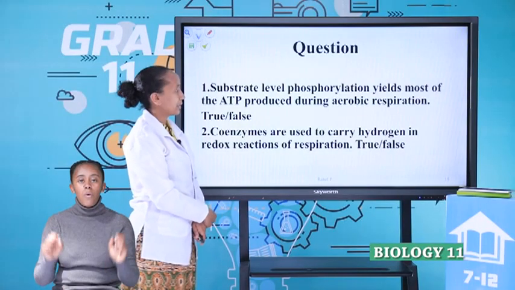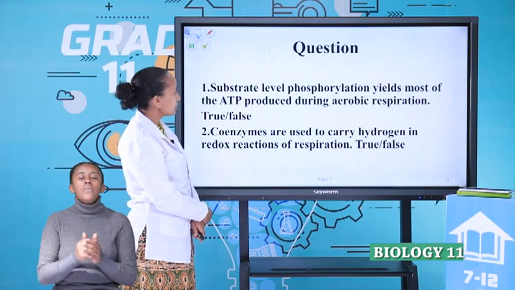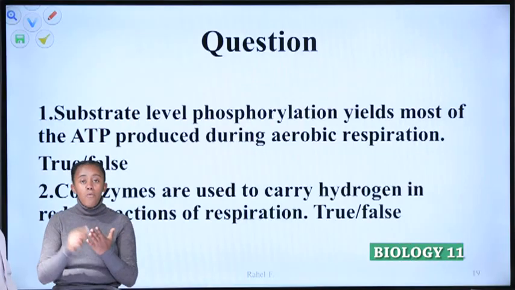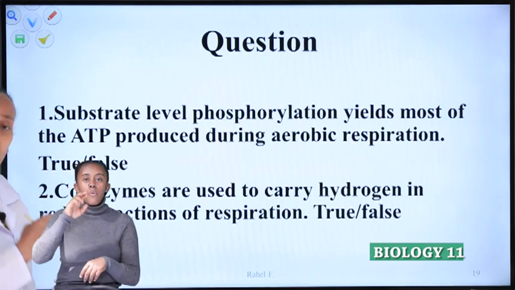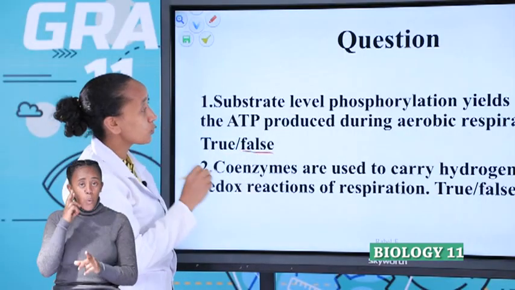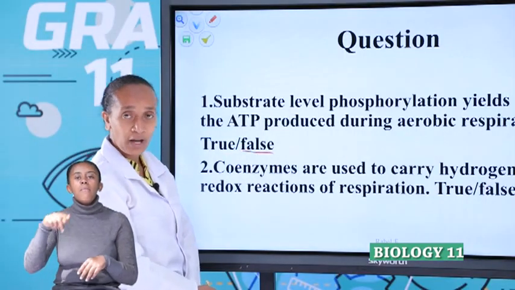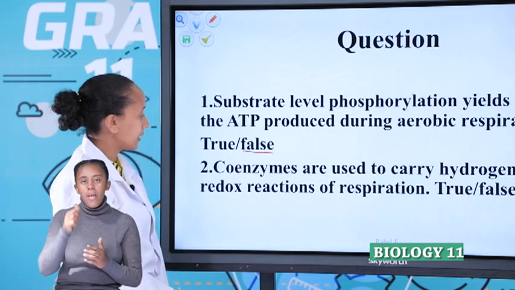Okay, students, welcome back. For the first question, substrate level phosphorylation yields most of the ATP produced during aerobic respiration. If you answered false, you are right, because most of the ATP is produced by oxidative phosphorylation, or by ATP synthase.